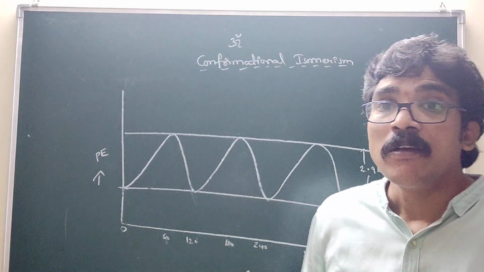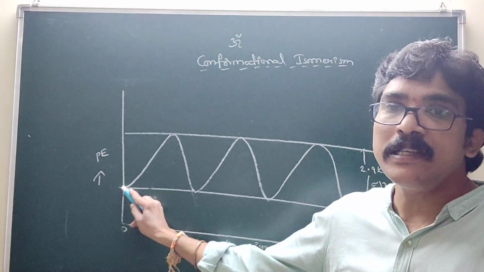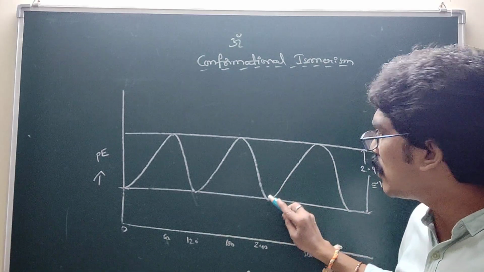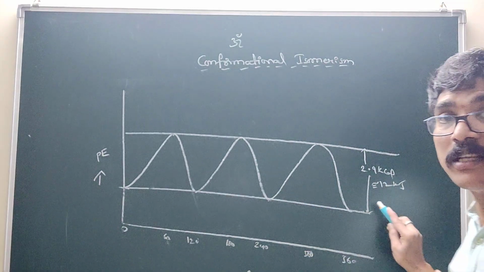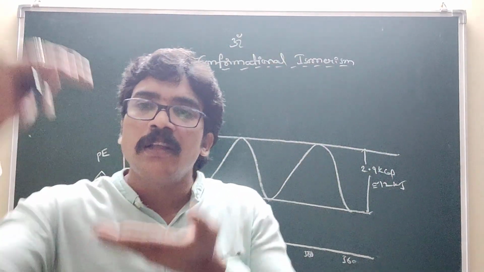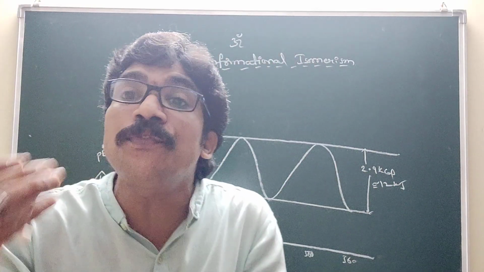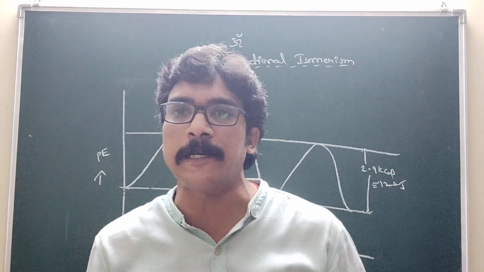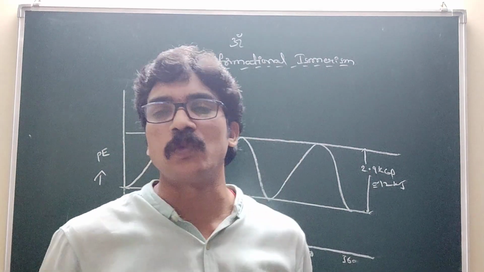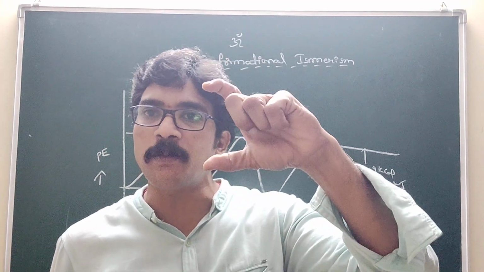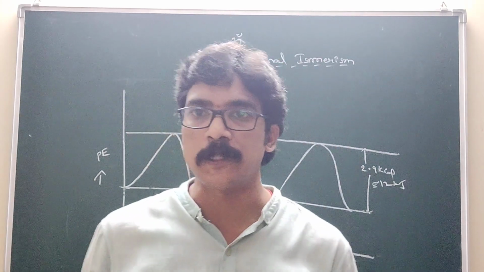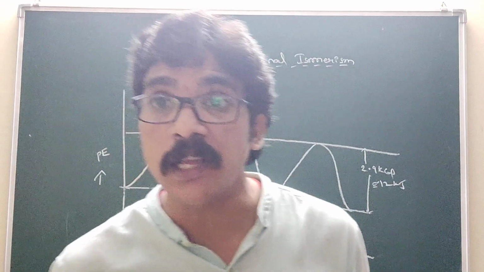That means 0 degrees is taken as staggered, then again 120 degrees is staggered, then again 240 degrees is staggered, then again 360 degrees is the staggered form of ethane. Then there is a doubt: sir, what is the energy difference between eclipsed and staggered? That energy difference is nearly 12 kilojoules. The difference between the eclipsed form and the staggered form energy is 12 kilojoules. Okay, this is about the conformational isomers of ethane.